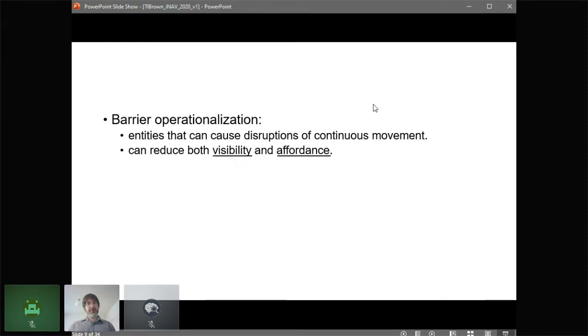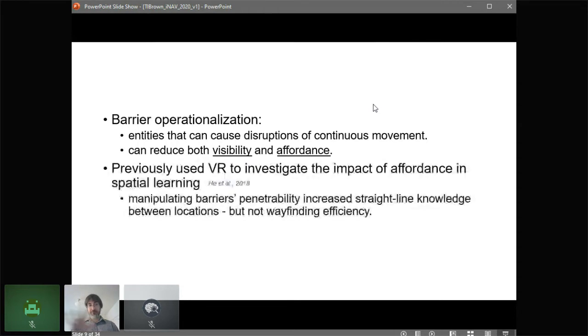And my amazing postdoc, Shiliang He, who deserves the credit for the work that I'm showing you today, previously conducted a study using virtual reality to understand how affordances affect spatial learning. And what he did was he manipulated the penetrability of barriers in virtual environments. So participants could basically drive through buildings during learning.